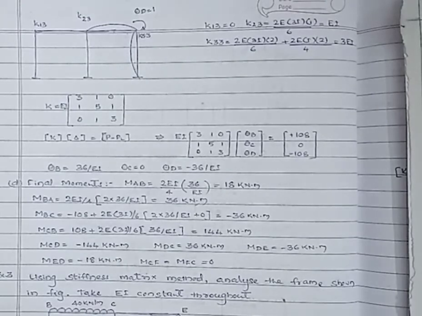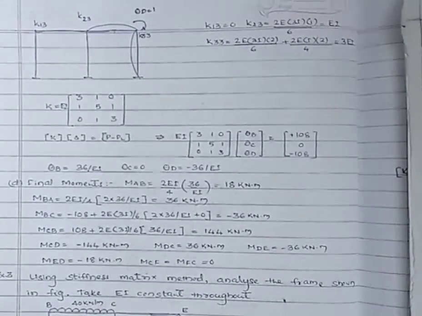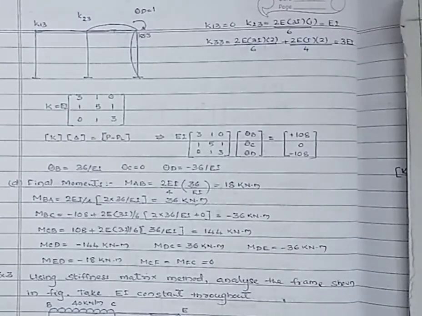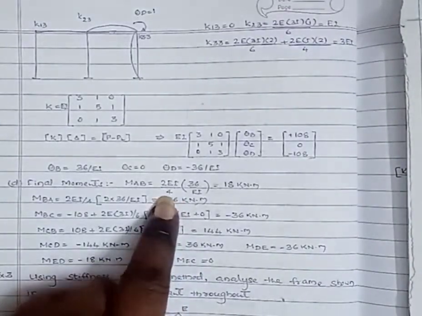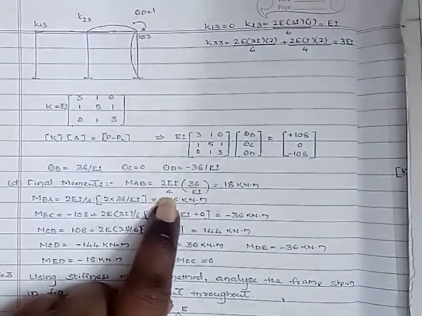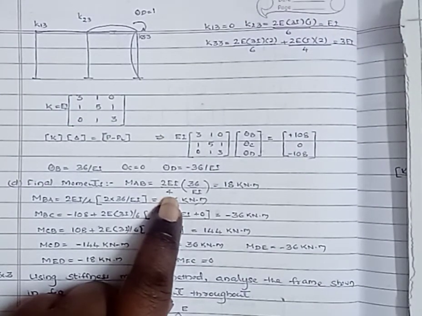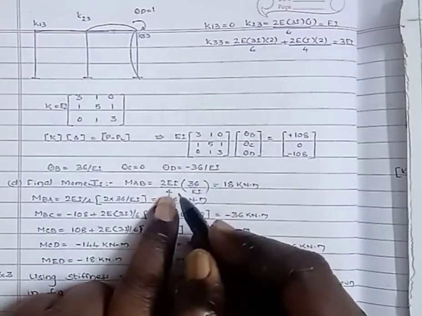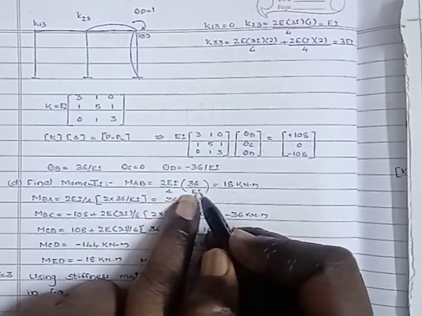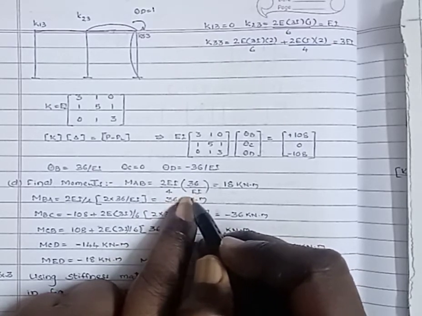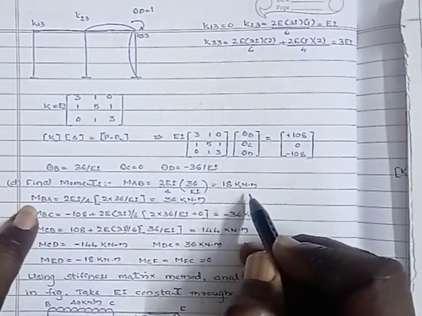Here for the vertical member AB, MAB equals, by using the slope deflection equation, no fixed end moment since there is no load acting on AB. Hence, MFAB is 0 plus 2EI by L inside the bracket 2 theta A plus theta B. Here theta A is 0 since that is fixed, and 2EI by L, where L is 4 meter for the vertical member, times theta B, which is 36 by EI. EI gets cancelled, that is 18 kilonewton meter.